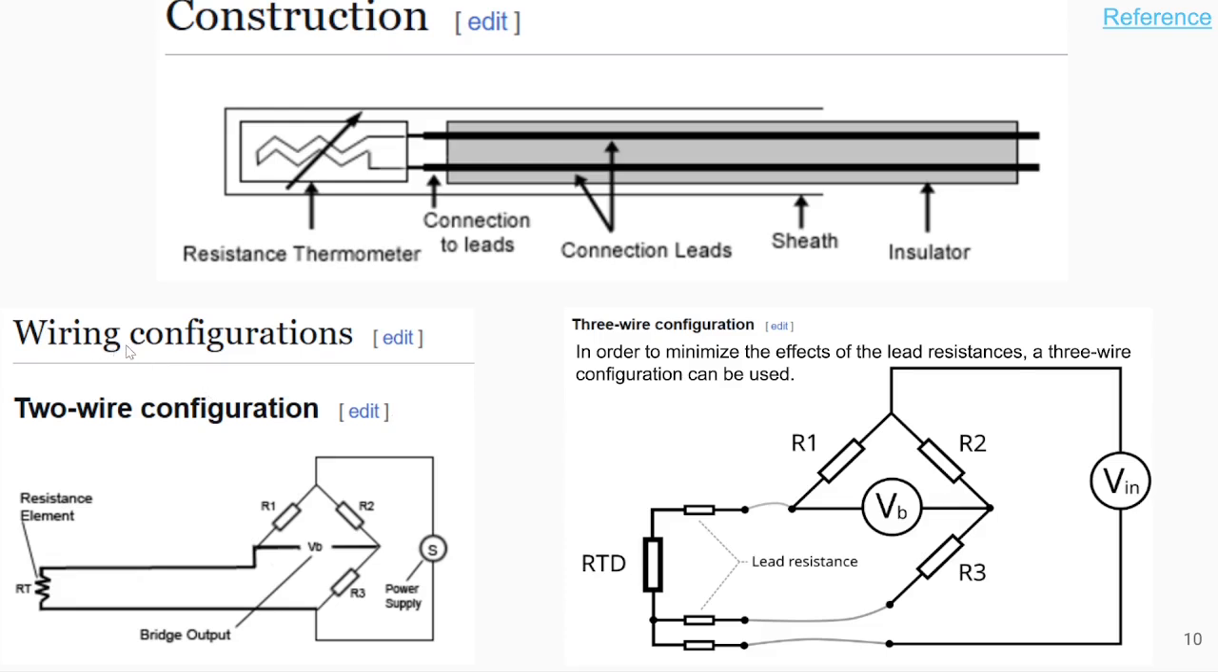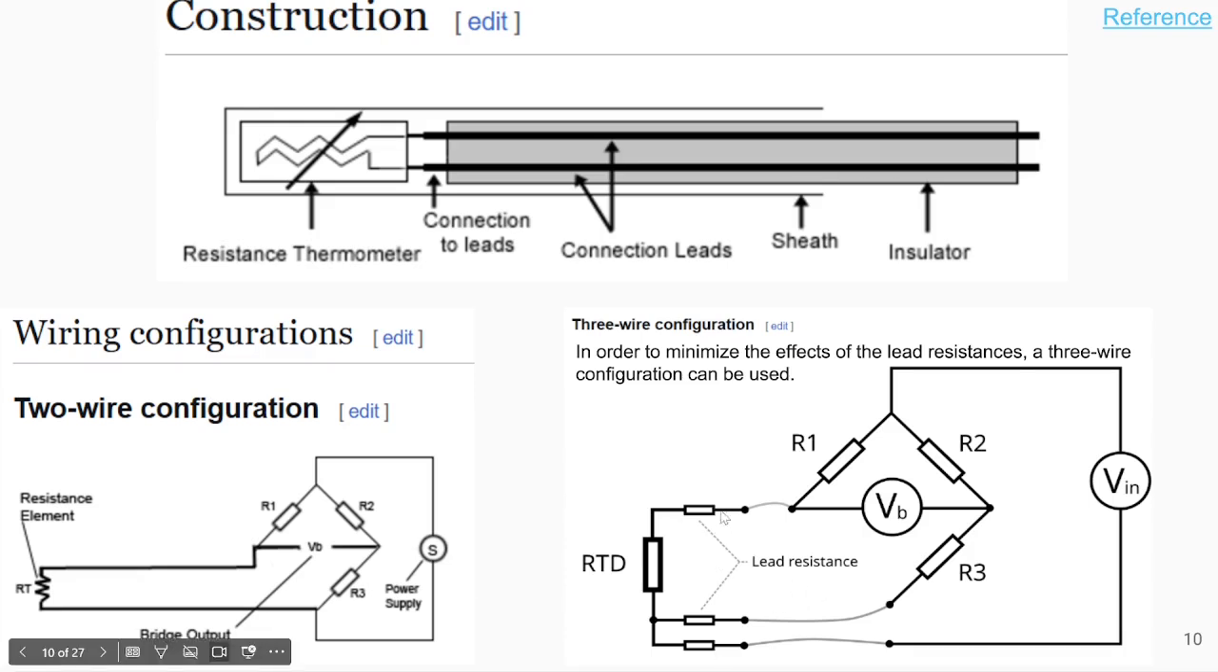So the three most common configurations are the 2-wire, 3-wire, and 4-wire. In the 2-wire, as you can see, this is your RTD element, changing the resistance with respect to temperature. This bridge serves in order for you to detect the voltage variations between these two points in order to estimate the temperature measured or detected by the sensor.